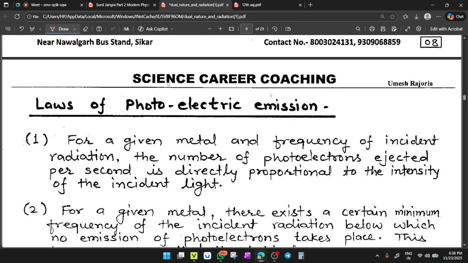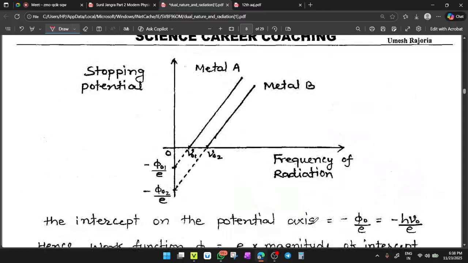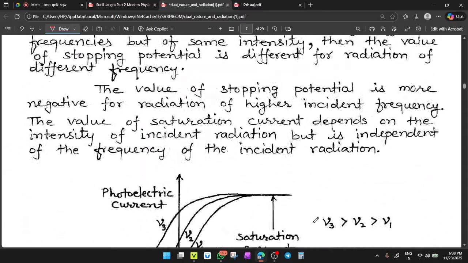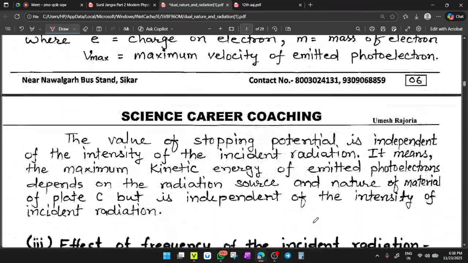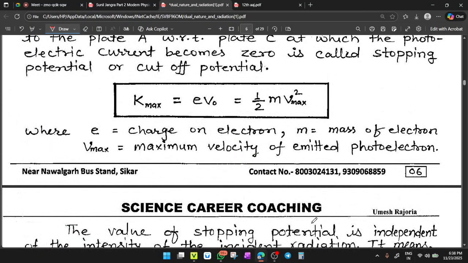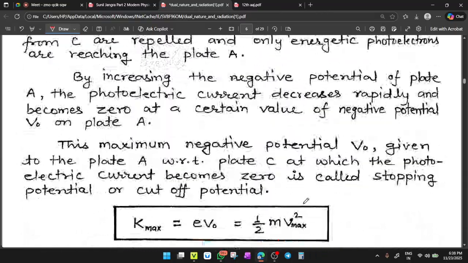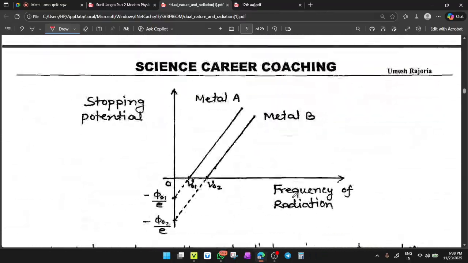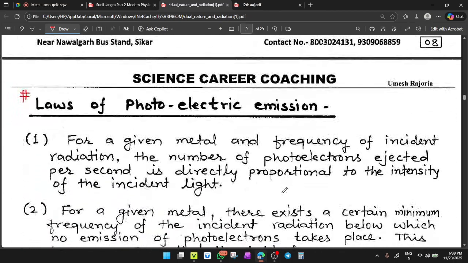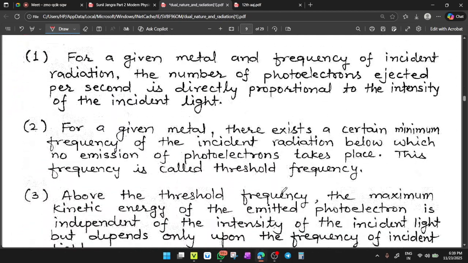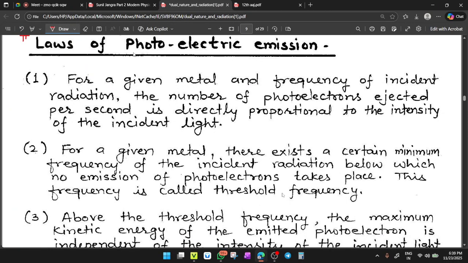So, in the topic dual nature and radiation, we are studying the topic laws of photoelectric emission. We have seen the various experiments and observations performed by Lenard, and we conclude that during the photoelectric effect, a photoelectric current is flowing through the external circuit. Now, what are the important laws related to the photoelectric emission? These are called laws of photoelectric emission.